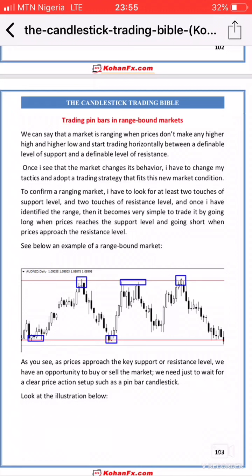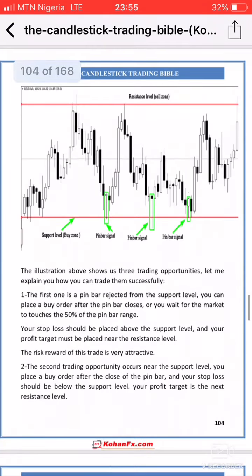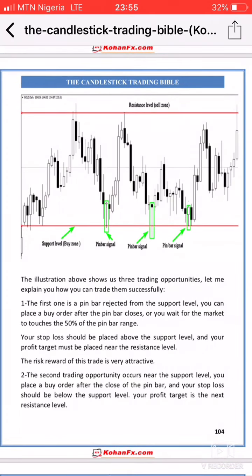As you see, price approaches a key support or resistance level. We have an opportunity to buy or sell the market. We need just to wait for a clear price action setup such as a pin bar candlestick. Look at the illustration below. The illustration above shows us 3 trading opportunities. Let me explain to you how you can trade them successfully.